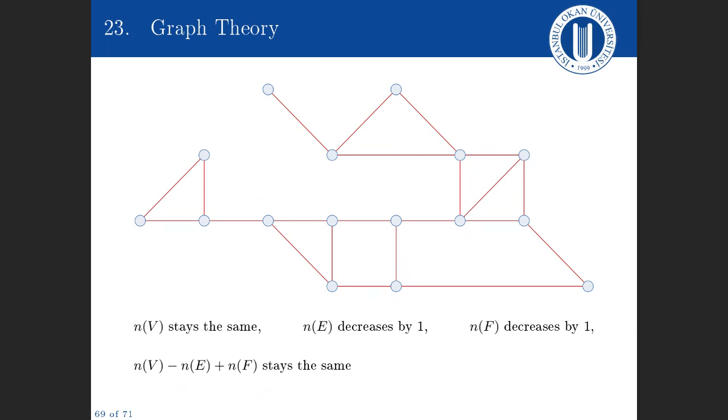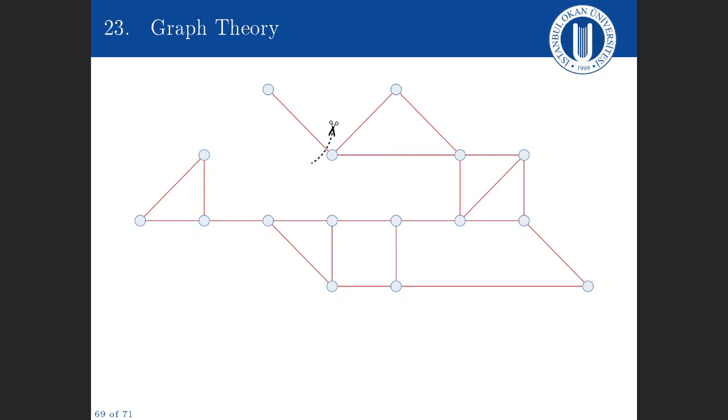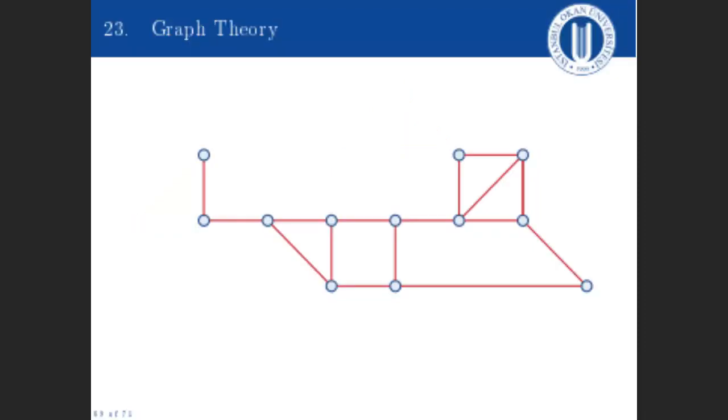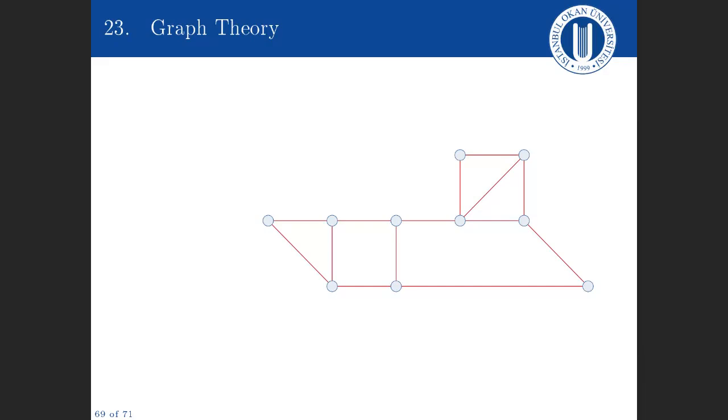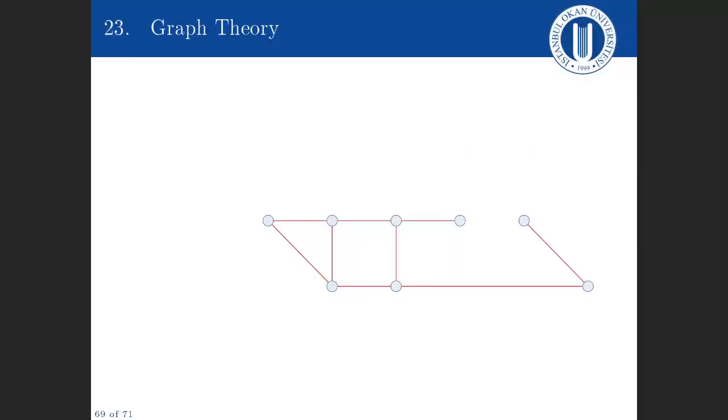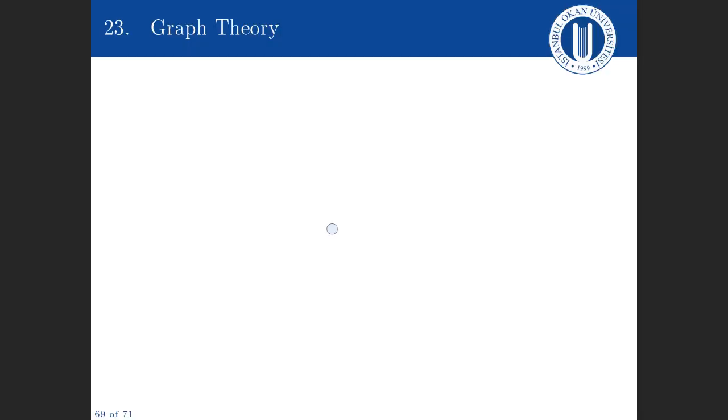So let's keep doing this. Let's keep making this graph simpler. And every time we do one of these steps, Euler's formula doesn't change. We can remove this pendant vertex. I can cut an edge, remove a pendant vertex, and so on. Keep simplifying this, and every time I do this, Euler's formula is not changing. And I just get left with the trivial graph, K1.